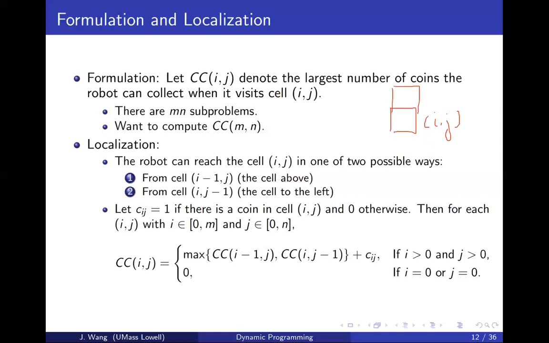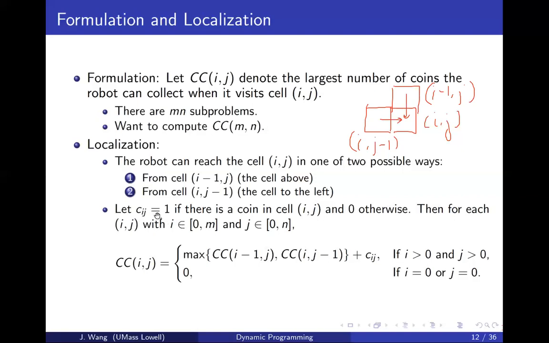Either from here, which is (i-1, j), or from the left. So the cell here is (i, j-1). Okay. So either from the top or from the left. So then I come up with a dependency.